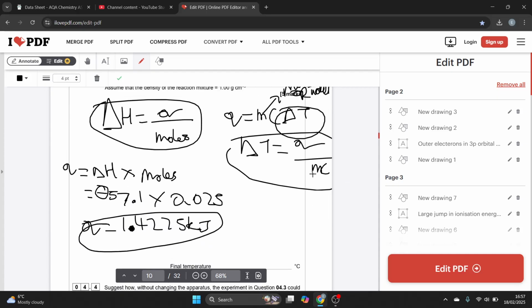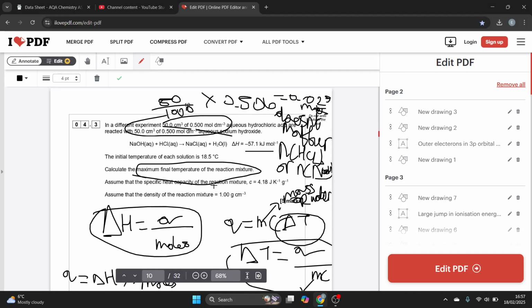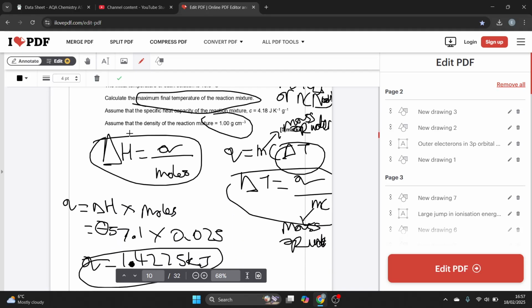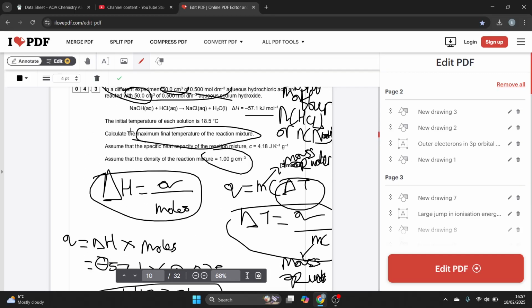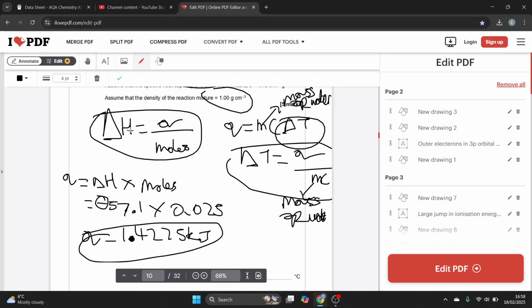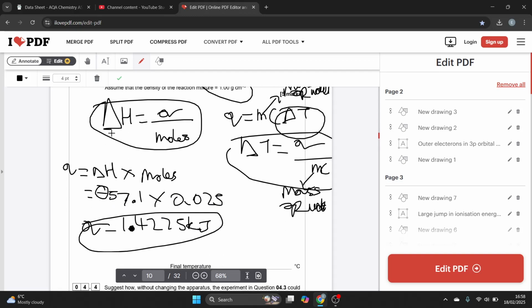And what's MC? Well, MC, this is mass of water. And how do I work out the mass of water? Well, in this case, it doesn't give it to me, but it says assume 1 gram per centimeter cube, 50 centimeters cube, 50 centimeters cube, so that's 100. So it's going to be 1.4275 divided by 100 times by 4.18. And then that will give me delta T. Yes, but delta T, I want it in degrees Celsius, not Kelvin.